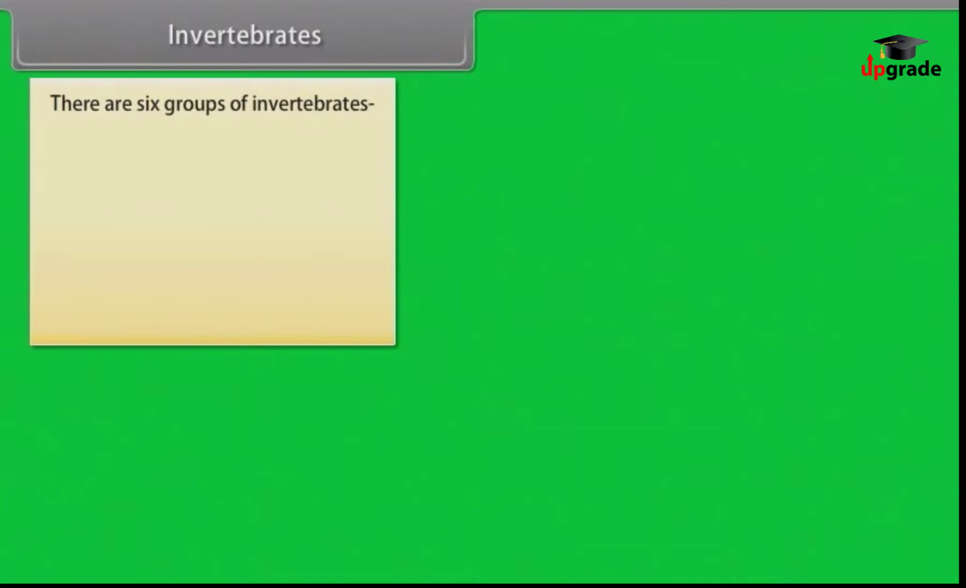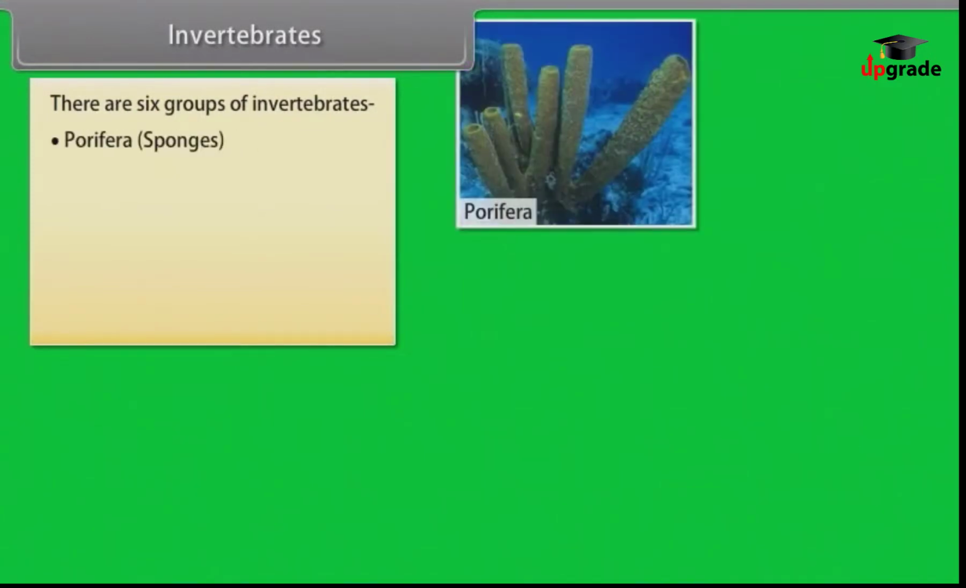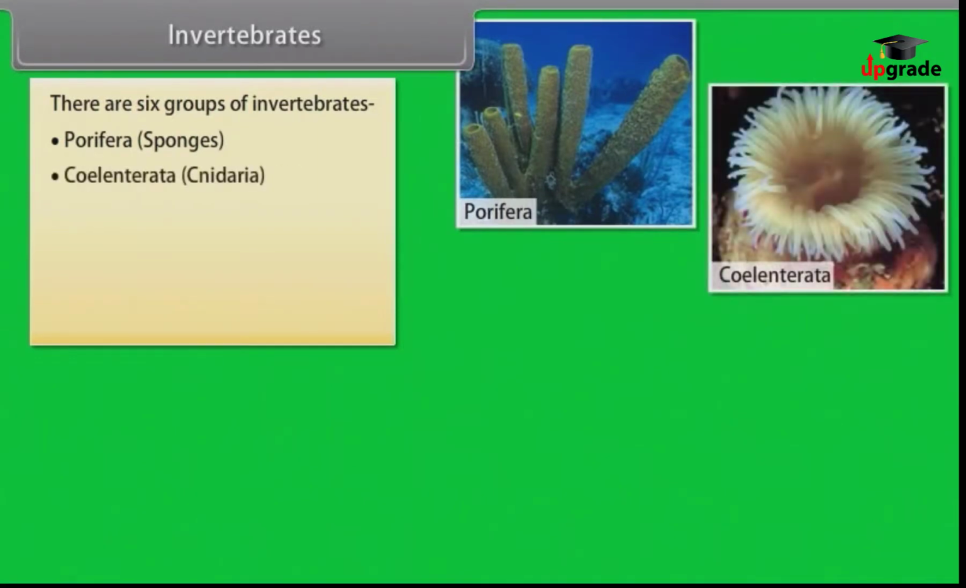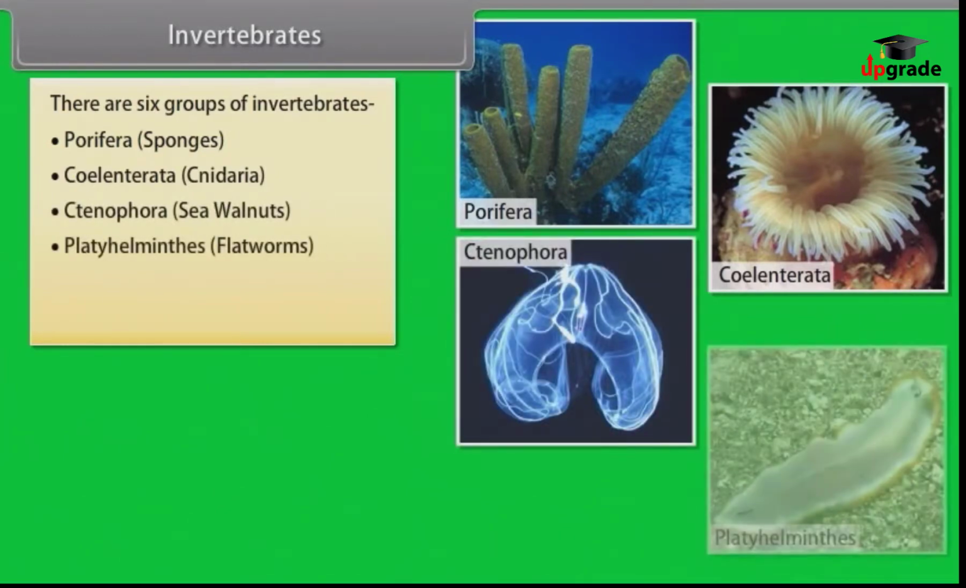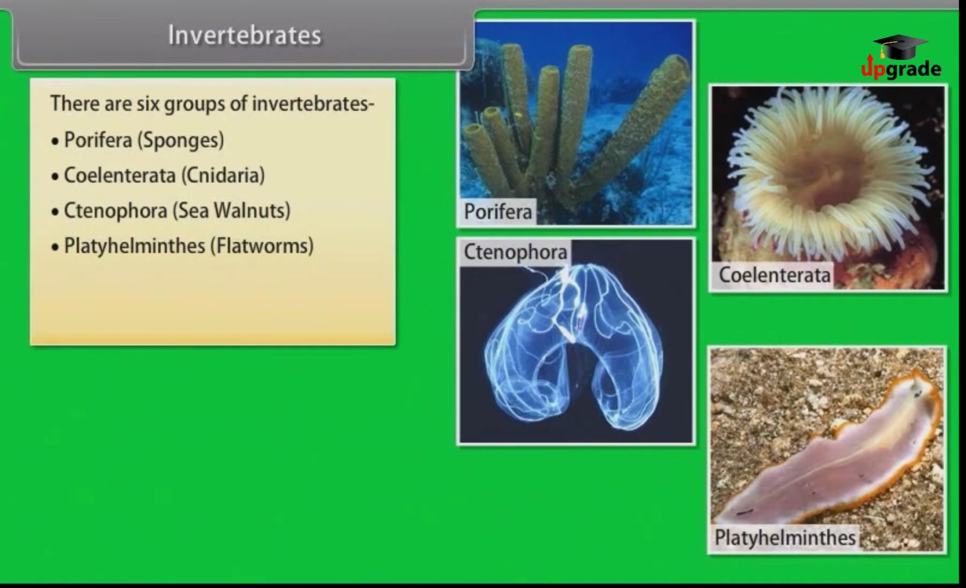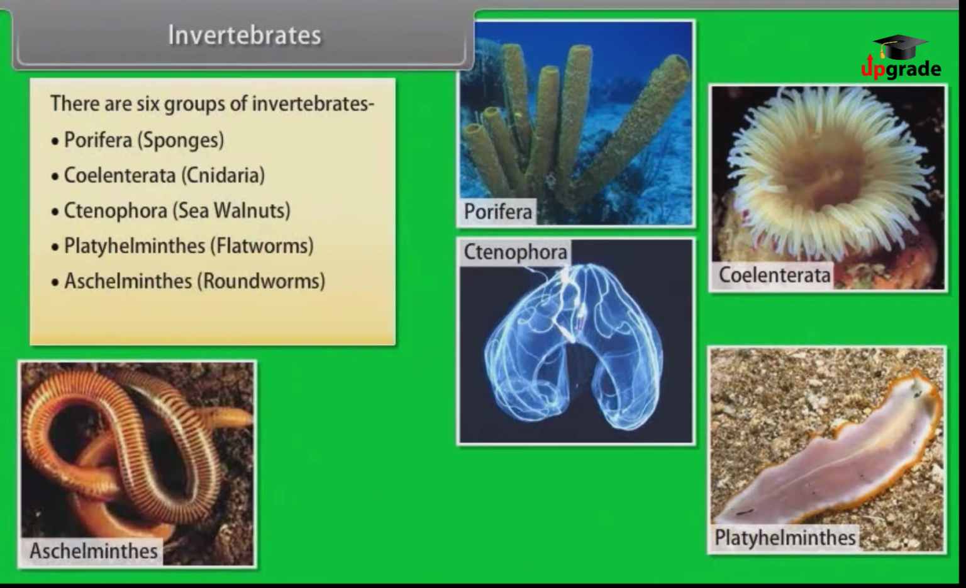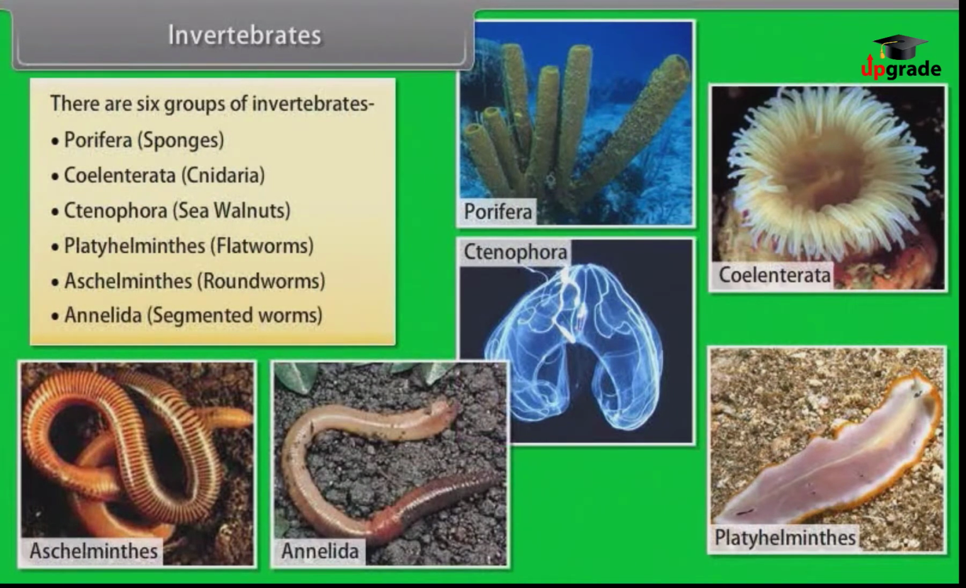There are 6 groups of invertebrates. They are Porifera, example, sponges; Coelenterata, example, Cnidaria; Ctenophora, sea walnuts; Platyhelminthes, example, flatworms; Aschelminthes, example, roundworms; Annelida, example, segmented worms.